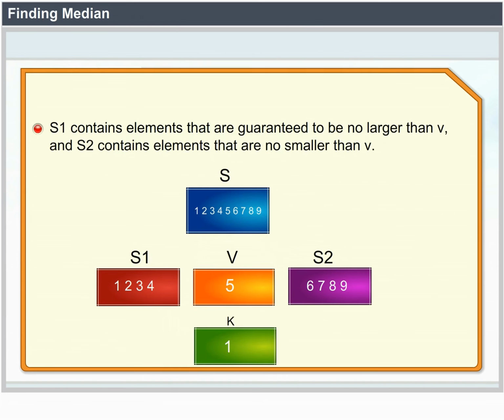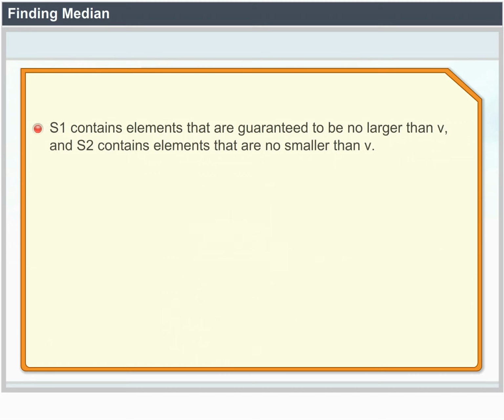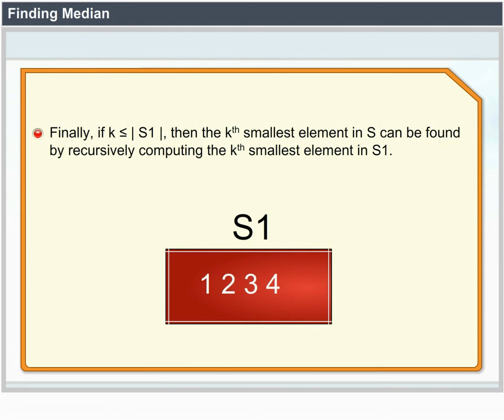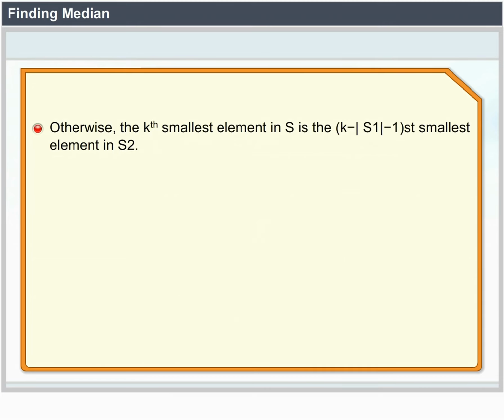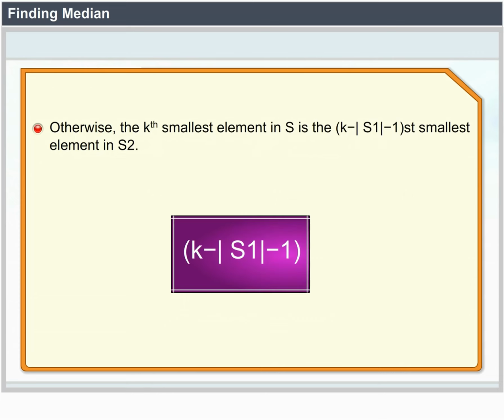S1 contains elements that are guaranteed to be no larger than v, and S2 contains elements that are no smaller than v. Finally, if k is less than or equal to |S1|, then the kth smallest element in S can be found by recursively computing the kth smallest element in S1. If k equals |S1| plus 1, then the pivot is the kth smallest element. Otherwise, the kth smallest element in S is the (k minus |S1| minus 1)st smallest element in S2.